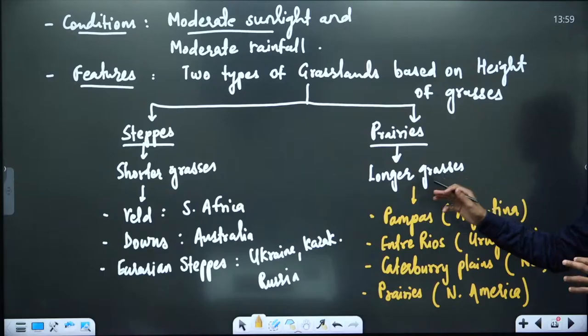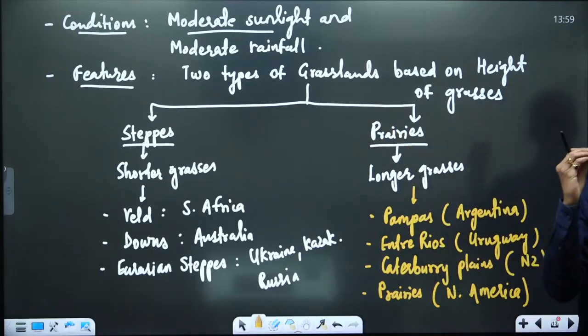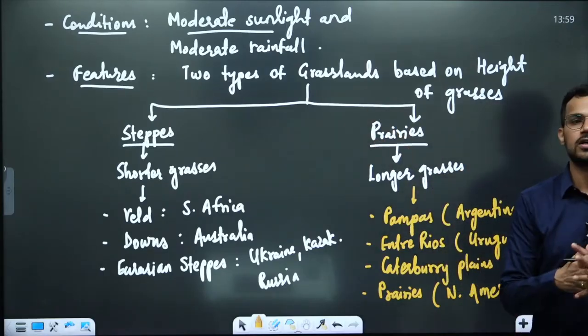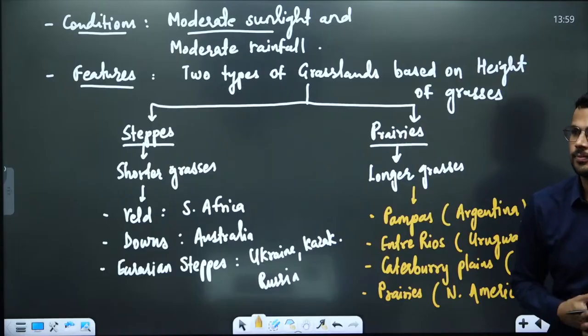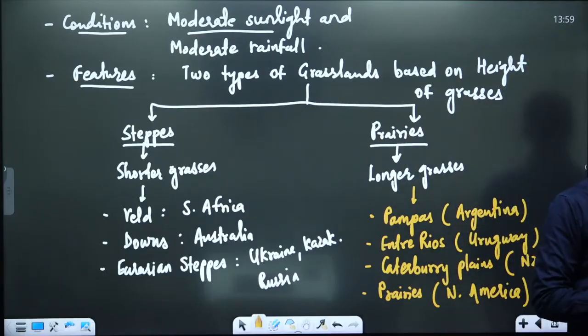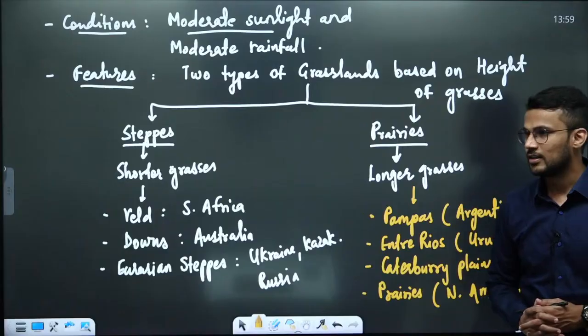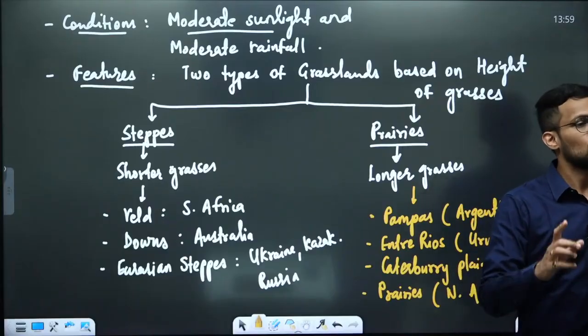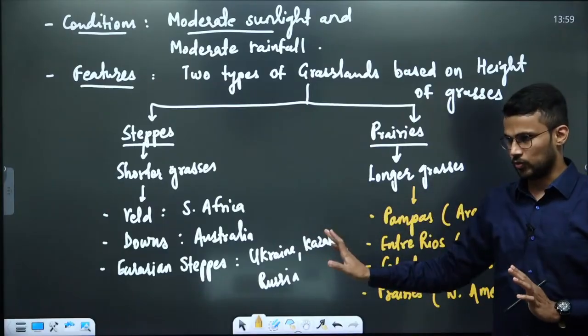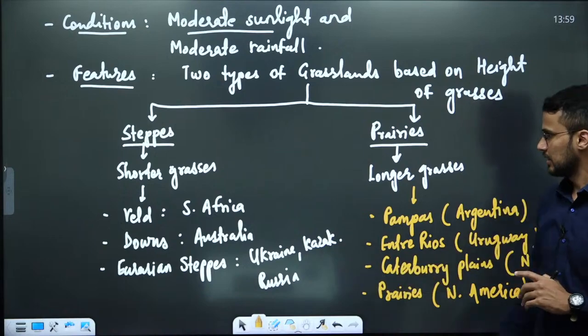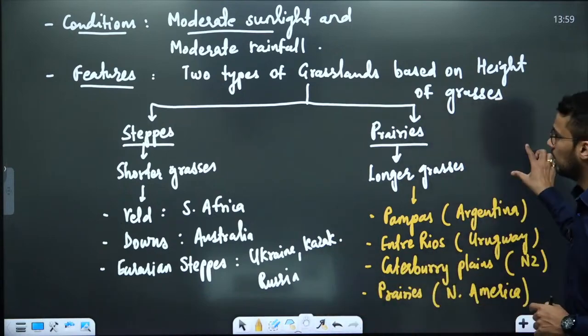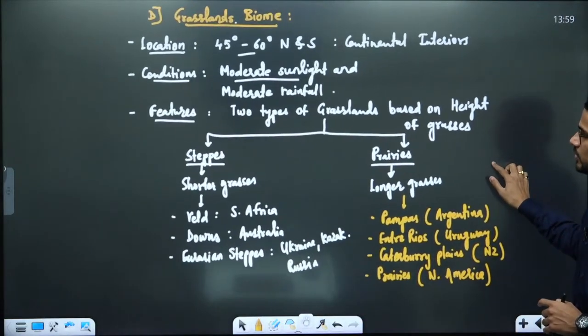Absolutely, अगर पूछा गया इन दोनों में से absolutely continental interior में कौन सा grassland होगा? जहाँ पे रेनफॉल कम है वो स्टेपीज में रेनफॉल, राइट. So it would be steppes. So that is what are the features. Next features we will be writing on the next slide.